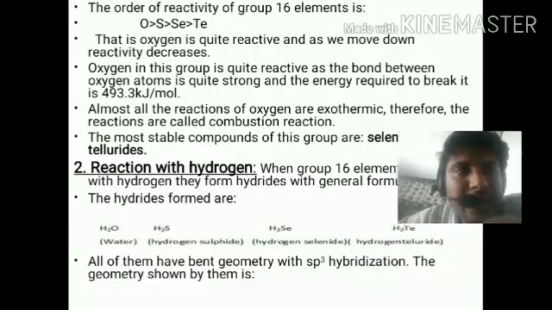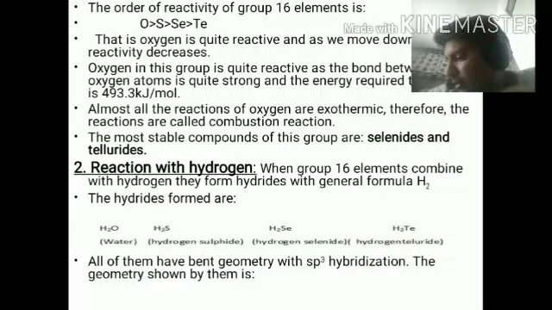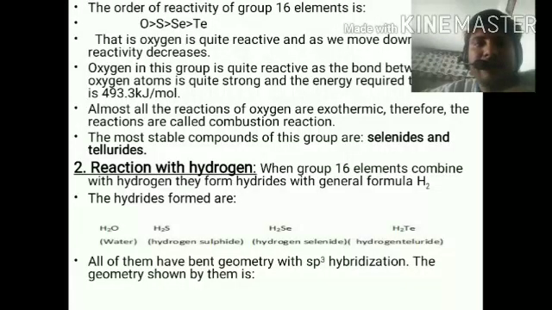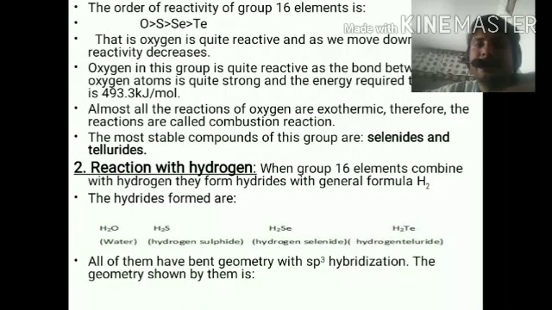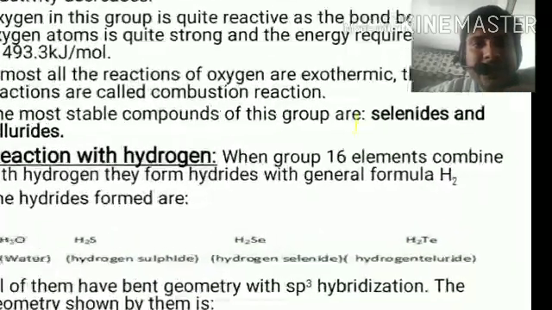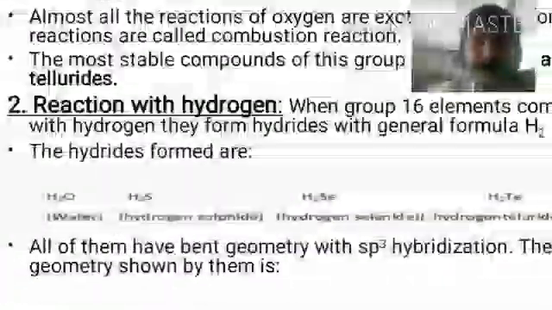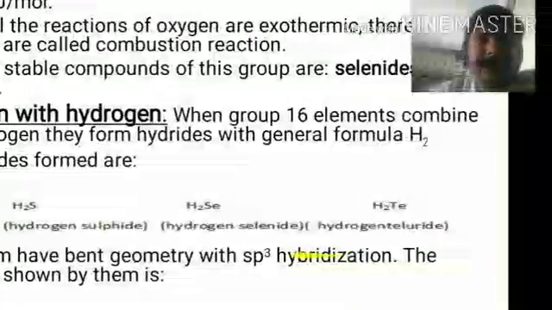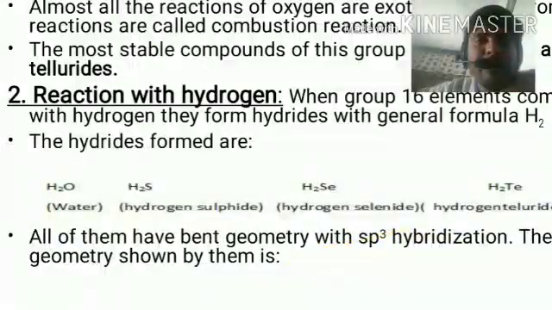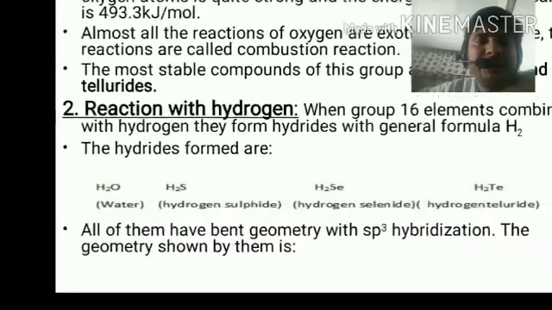Now, reaction with hydrogen. How do the group 16 elements react with hydrogen and form hydrides? When any group 16 element like oxygen, sulfur, selenium, tellurium, and polonium reacts with hydrogen, it forms a hydride of the MH2 type. These are the hydrides of the group 16 elements: H2O, H2S, H2Se, H2Te. All of them have bent geometry with sp3 hybridization.